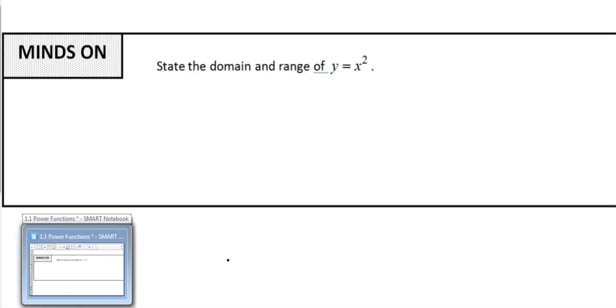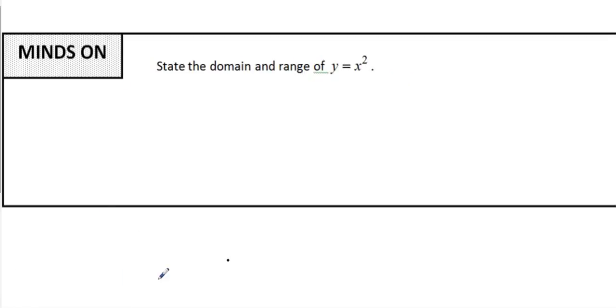Okay, so Minds On. It says, state the domain and range of y equals x squared. Well, y equals x squared is a power function. It's a very basic power function. You know it as a quadratic function because it has, of course, a degree of 2.